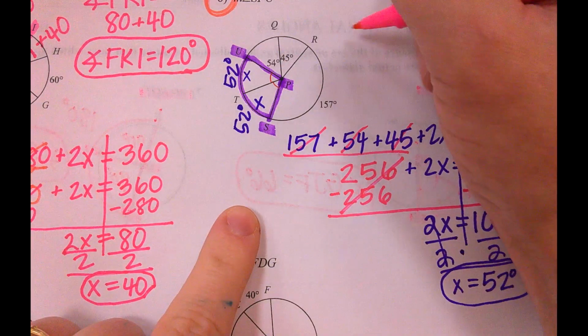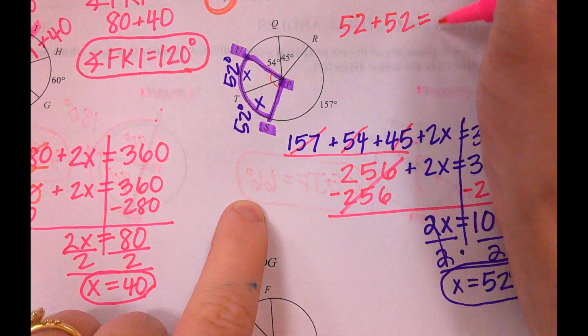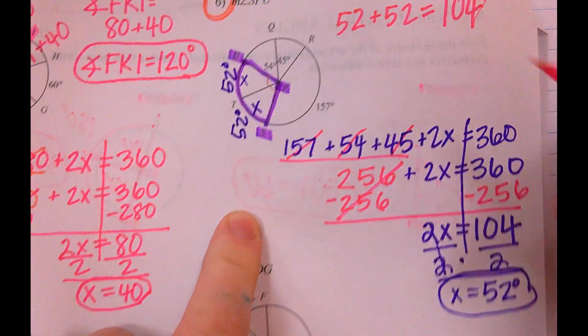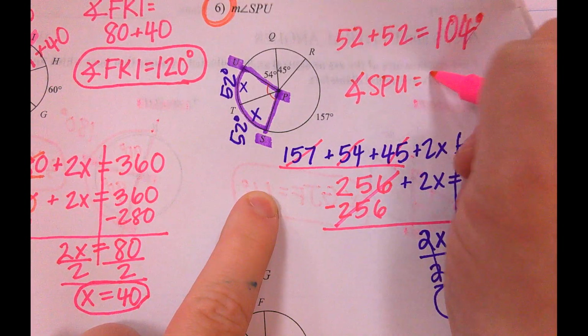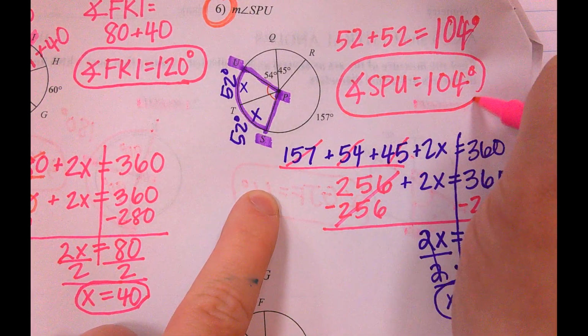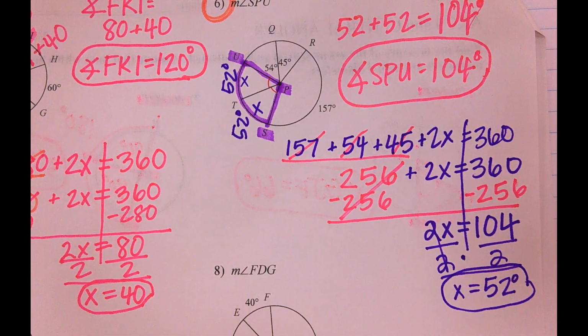Well, I did 52 plus 52, and it gives you 104 degrees. Yes. 104 degrees is angle SPU. Perfect. It looks like a lot more than it is. It's just you gotta put the pieces together, remembering different things that we may know.